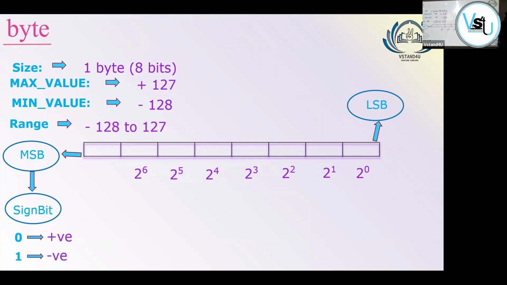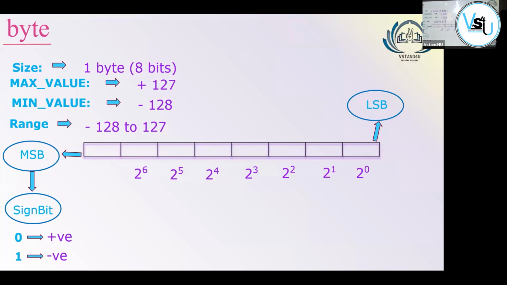If you observe from here till here, the total is 8. The last one is the sign bit. MSB is considered to be a sign bit. How many are left over? 7, from 2 raised to the power 0 to 2 raised to the power 6. These are called data bits. Here the actual data is stored, because the MSB is meant for positive or negative, and the remaining bits hold the actual data.